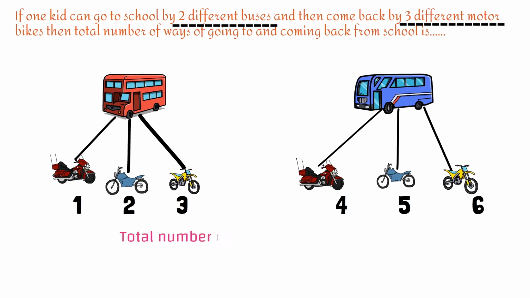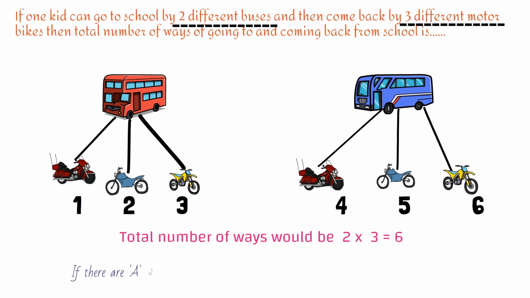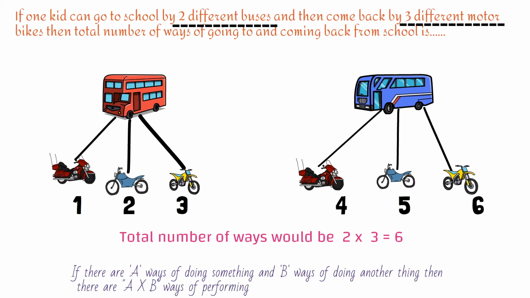This can also be calculated by multiplying number of buses into number of bikes. 2 times 3 equals 6. So we can say that if there are A ways of doing something and B ways of doing another thing, then there are A times B ways of performing both actions. In this example, one can go to school by 2 ways and then come back by 3 ways. He has to do both works, that is going to school and coming back. So the total number of ways is 2 times 3, that is 6. Means where we need to complete the task by doing all the actions, then we need to multiply.